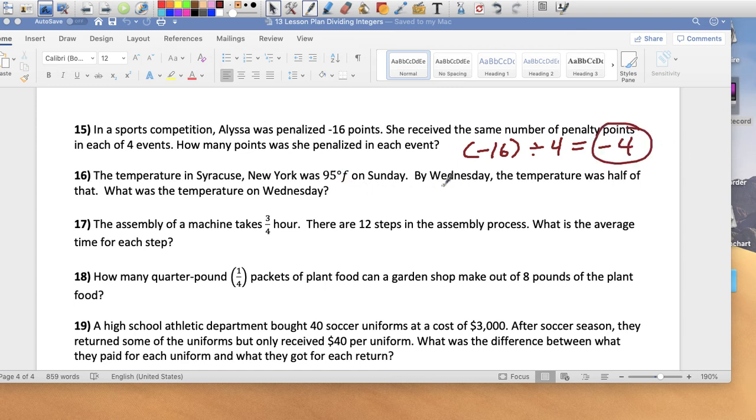The temperature in Syracuse was 95. By Wednesday, the temperature was half of that. So 47.5.